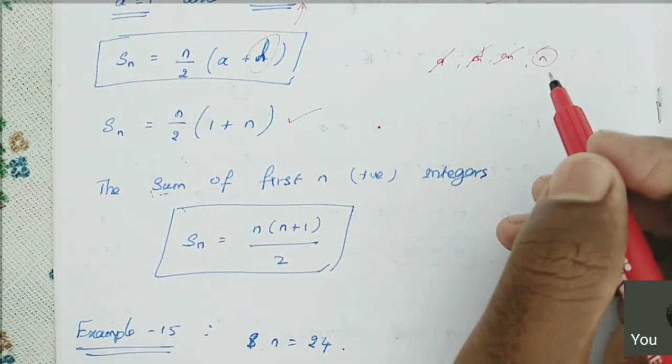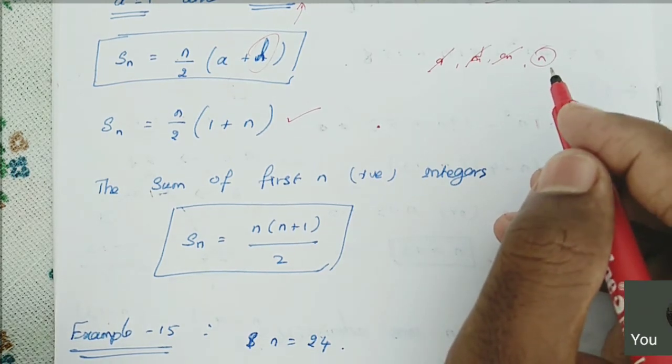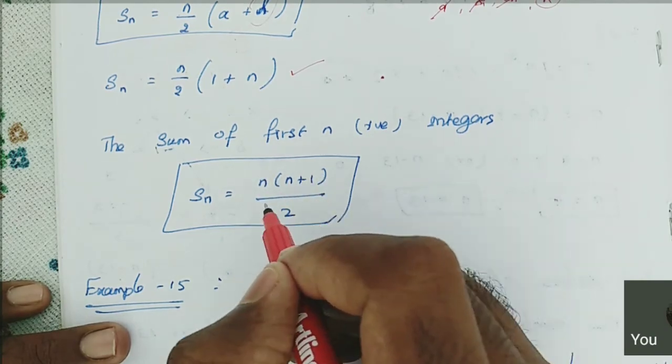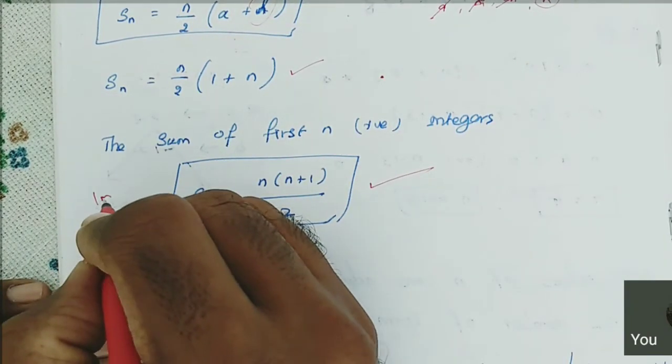So the sum of n positive integers formula is Sn is equal to n into (n plus 1) divided by 2. That is a 1 mark important formula.